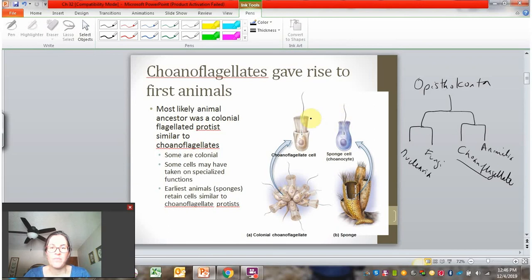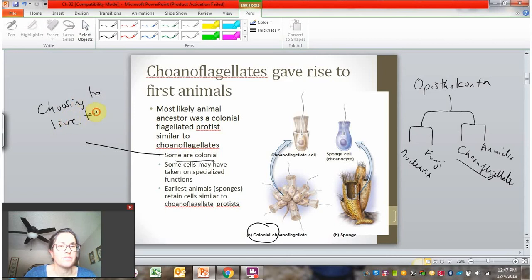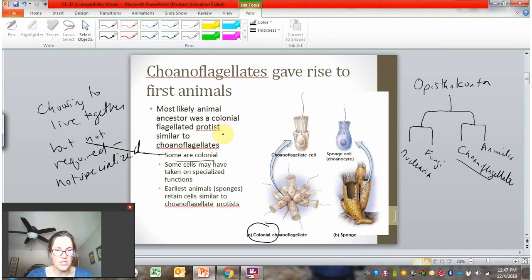closest protist relatives. So the way that we hypothesized this occurred was that we had choanoflagellate protists who were living in colonies. So when organisms live in colonies, they are choosing to live together, but it's not required. So it's not required for their survival in the sense that they are not specialized. So each cell within a colony is still able to do all of the things that it needs to do. It's not relying on other cells to do its function. So that's the difference between colony versus truly multicellular. So we're distinguishing being colonial from being truly multicellular.